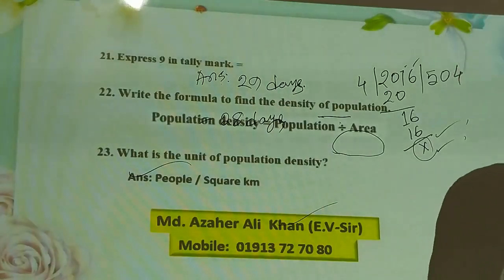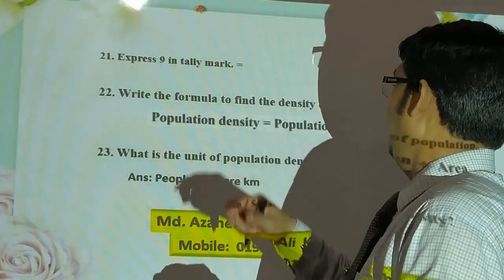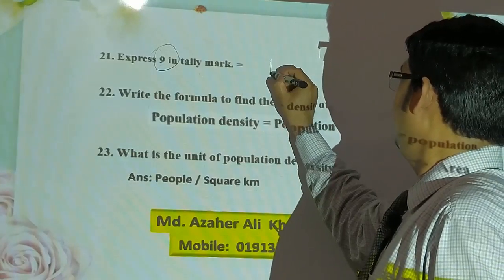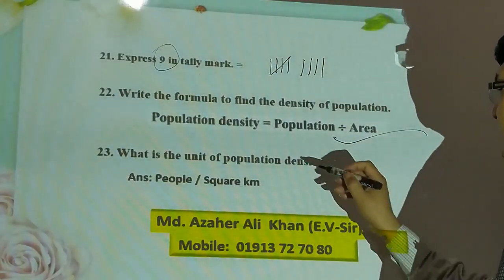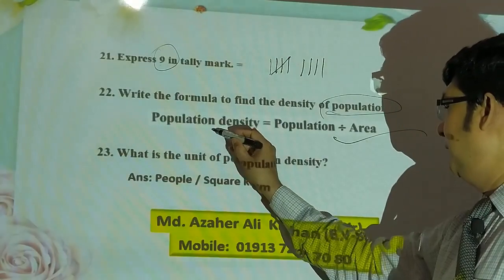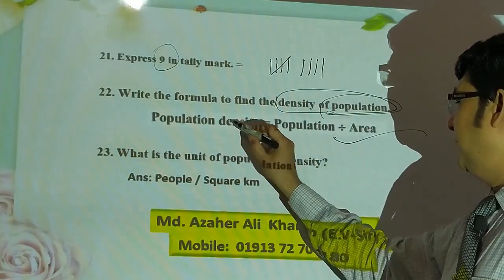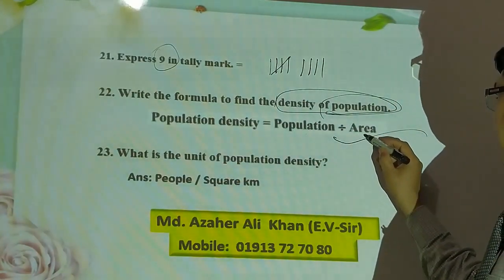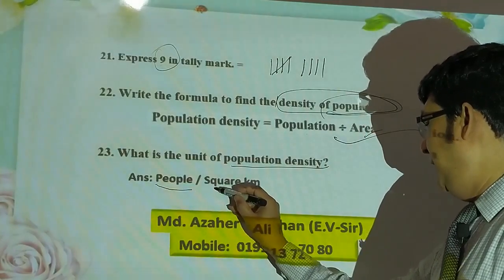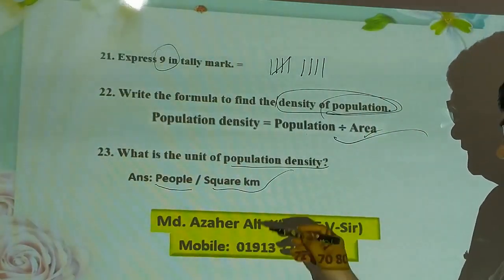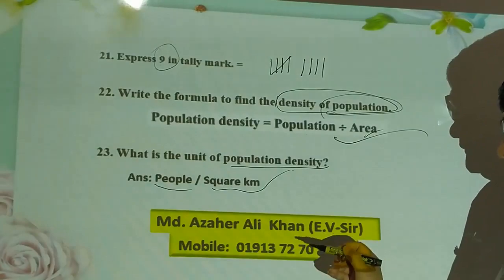And another question you already know. Our population is given. What is the formula to find the density of population? Population density is equal to population divided by area. What is the unit of population density? This is people divided by square kilometer. It is called the unit of population density. So you will write the answer as people divided by square kilometer.